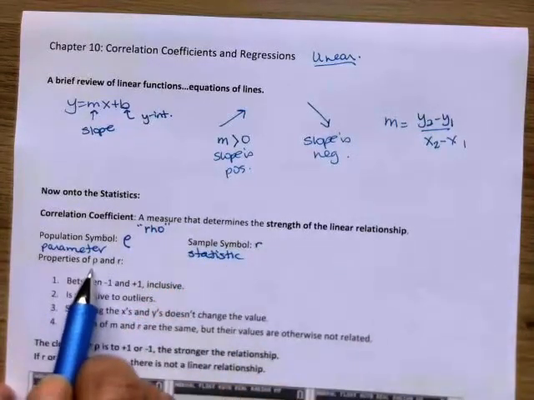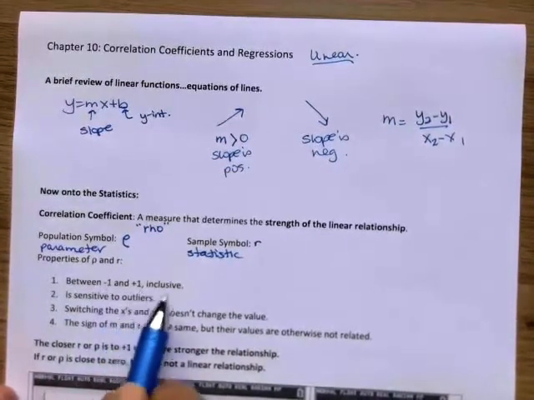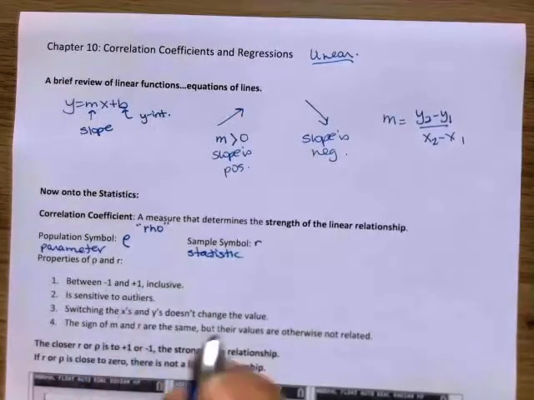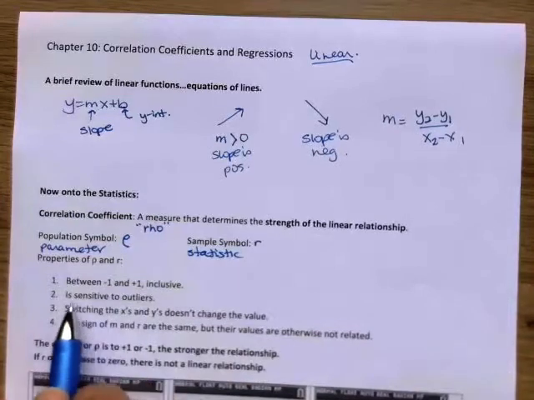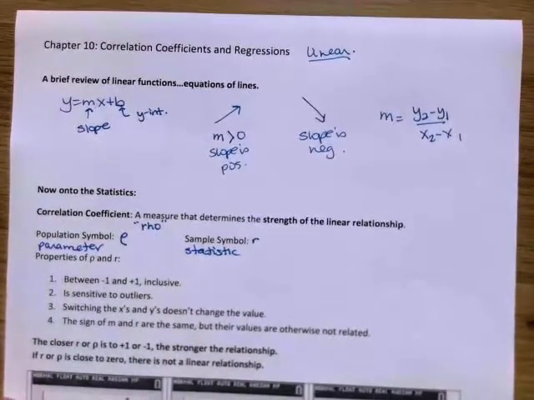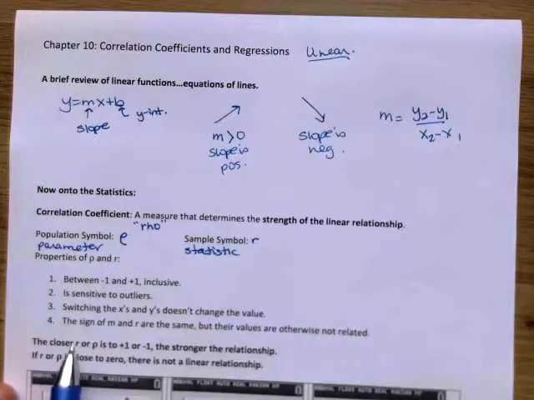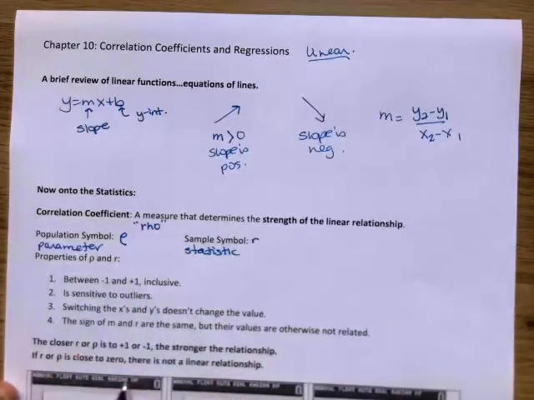And the properties of rho and r: they're always going to be between plus and minus 1, inclusive. They can equal -1, they can equal +1. And something, oh, it's down here on item 4. Let's see, I'll go down in order. It's sensitive to outliers. Hopefully that's not going to be an issue. I'll show you what one of those might look like. The switching of the x's and y's does not change the value of rho and r.